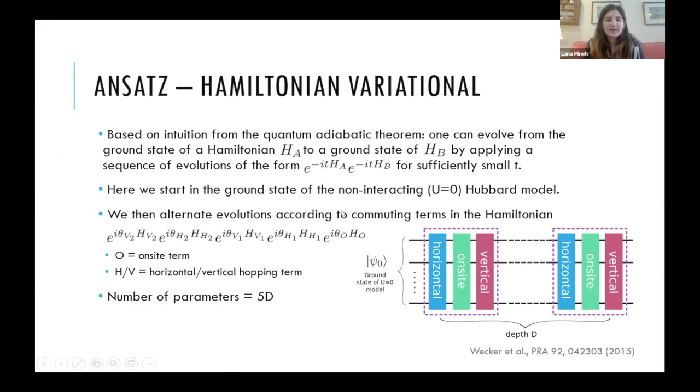I should also mention that these thetas don't need to be small, unlike for the quantum adiabatic theorem. They're just angles between, say, 0 and 2 pi. The number of parameters is 5 times the depth of the ansatz. The idea is that the higher the depth, the larger the region you parameterize, and hopefully you get closer and closer to the ground state.